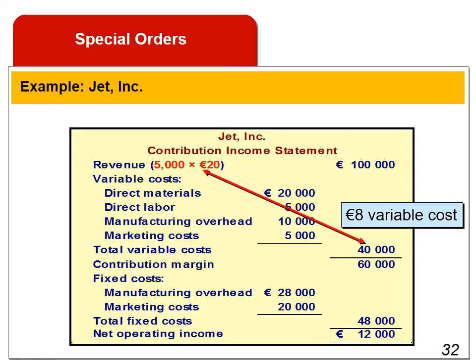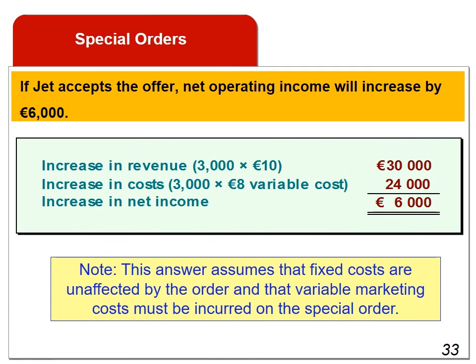The contribution format income statement for Jet Incorporated's normal sales of 5,000 units is as shown. Assume variable cost is €8 per unit. Total variable cost would be 5,000 units times €8 per unit. If Jet accepts the special order, the incremental revenue of €30,000 will exceed the incremental costs of €24,000 by €6,000. In your opinion, the company should accept or reject the order.